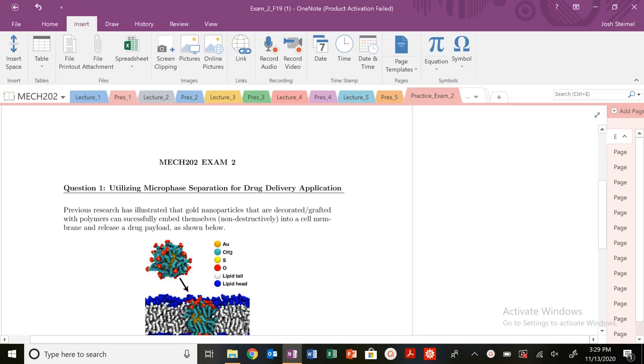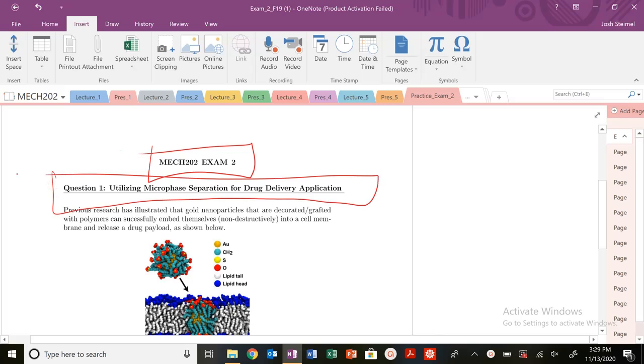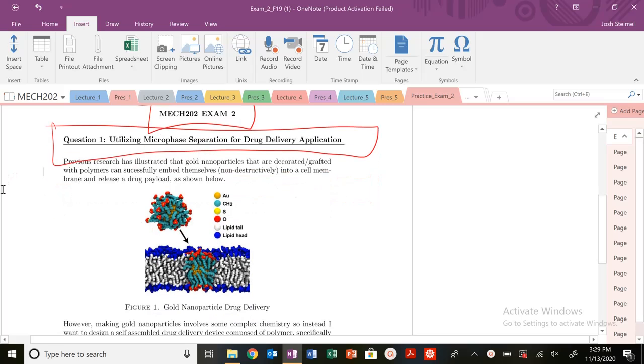Today we're going to get into the first problem of our practice exam 2 for Mech 202, and this is utilizing microphase separation for drug delivery applications. So we've talked about this in class: in previous research, we saw that gold nanoparticles that are decorated or grafted with some polymers can successfully embed themselves non-destructively in a cell membrane and release a drug payload.